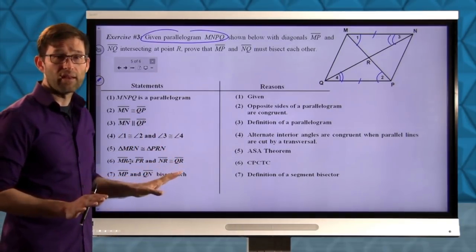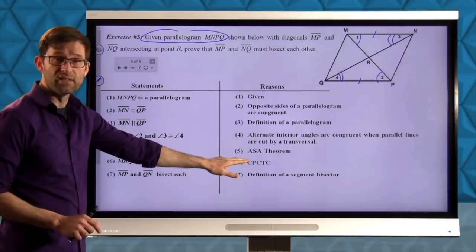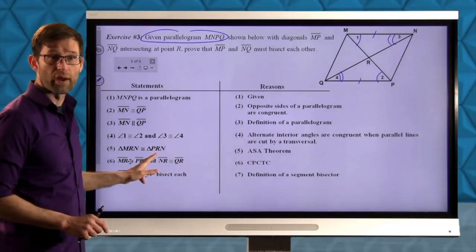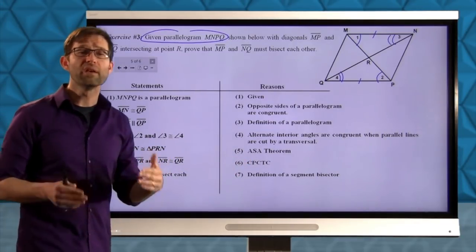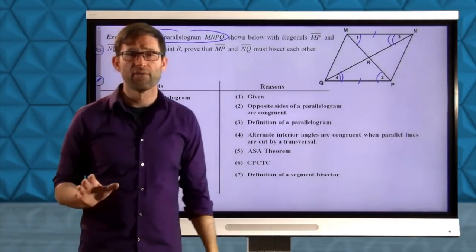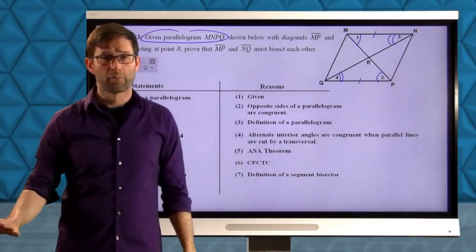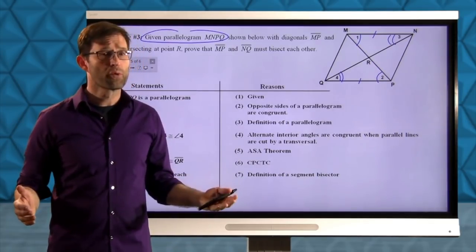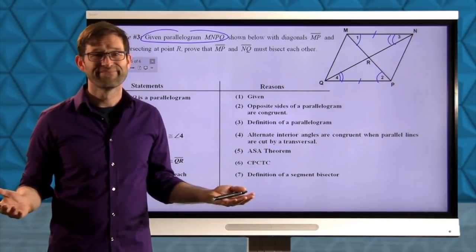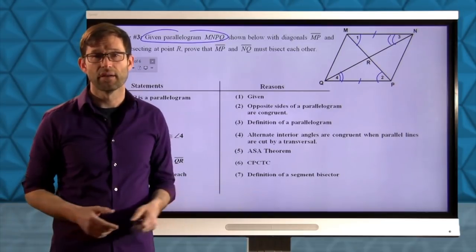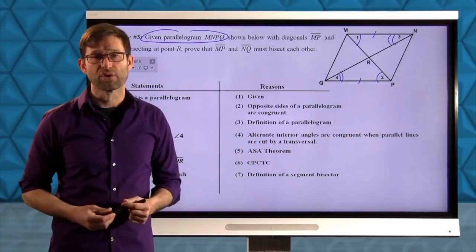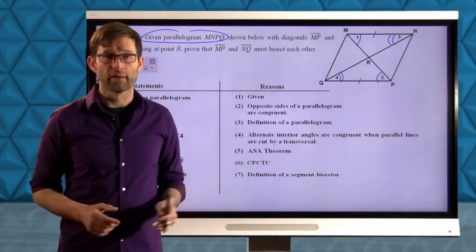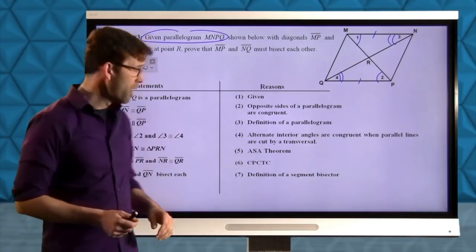One key thing that you can't do is you can't use CPCTC until you've proven that the two triangles are congruent. It's one of the biggest flaws in logic that students have, and it will wreck an entire proof. You know, if you have to use CPCTC reasoning, but you never prove that two triangles are congruent, you can't use it. You just can't. It's like using vertical angles are congruent, and then there's no vertical angles. So just watch out. All right, let's move on.